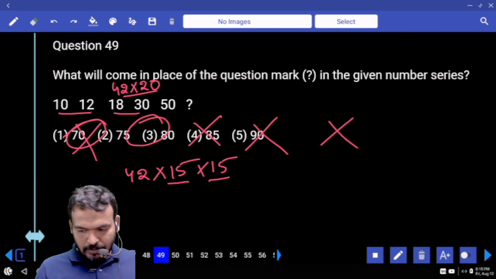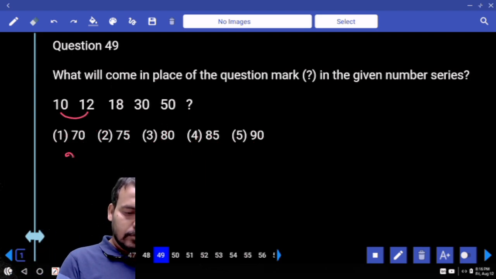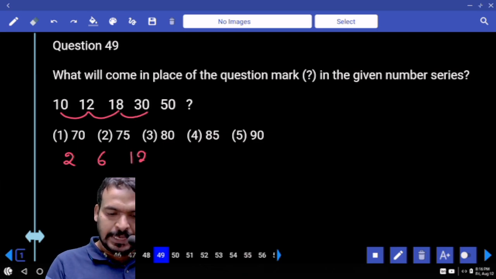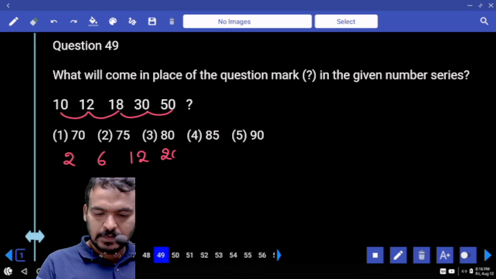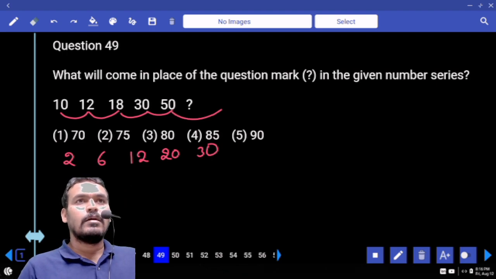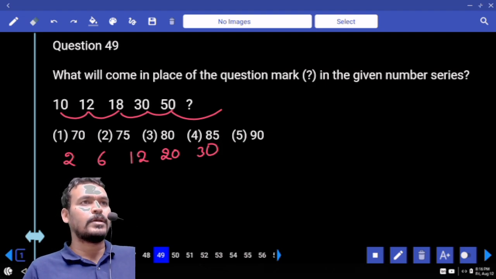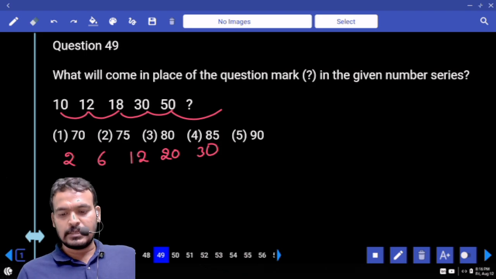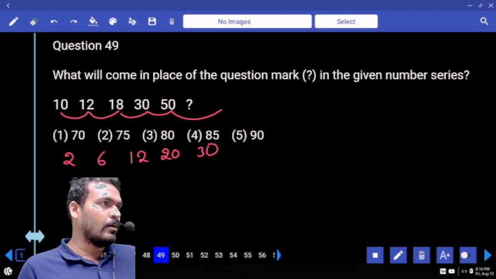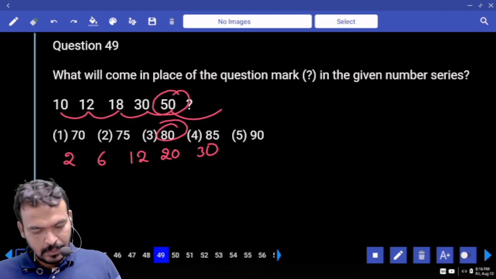Next question number 49. What is the first one difference? 2. Second one? 6. Next? 12. Next? 20. Obviously next? 30 or not? 1 square plus 1, 2 square plus 2, 3 square plus 3, 4 square plus 4, 5 square plus 5. Next, 5 square plus 5 or not? 50 plus 30, 80 or not? Next, 50.